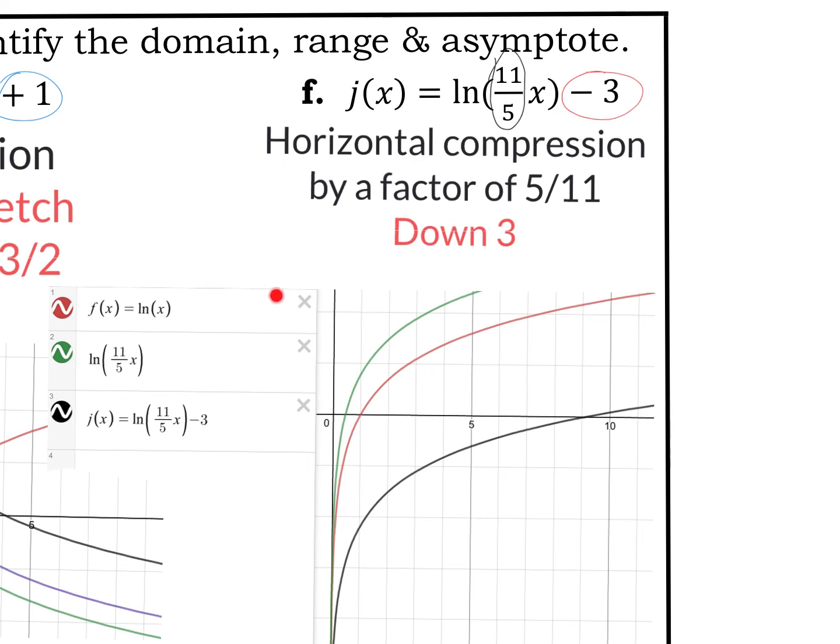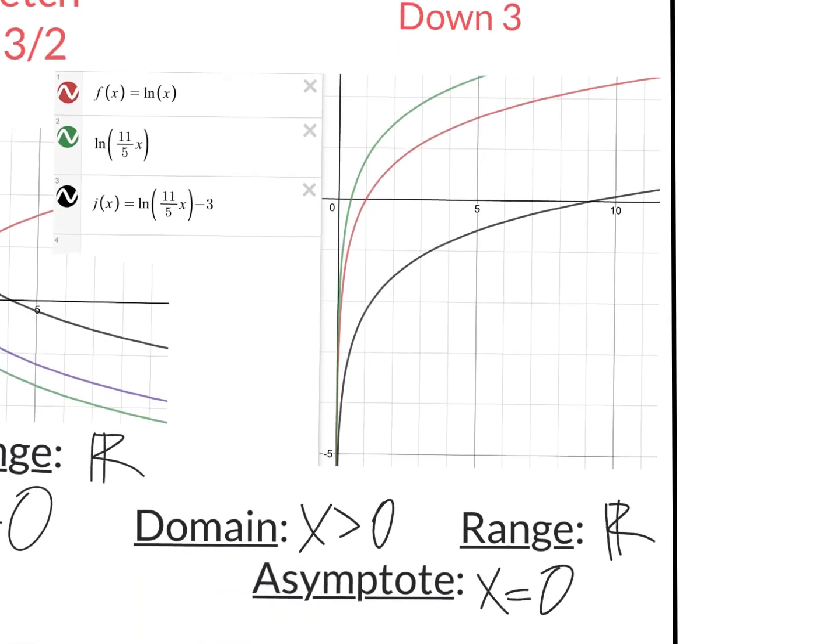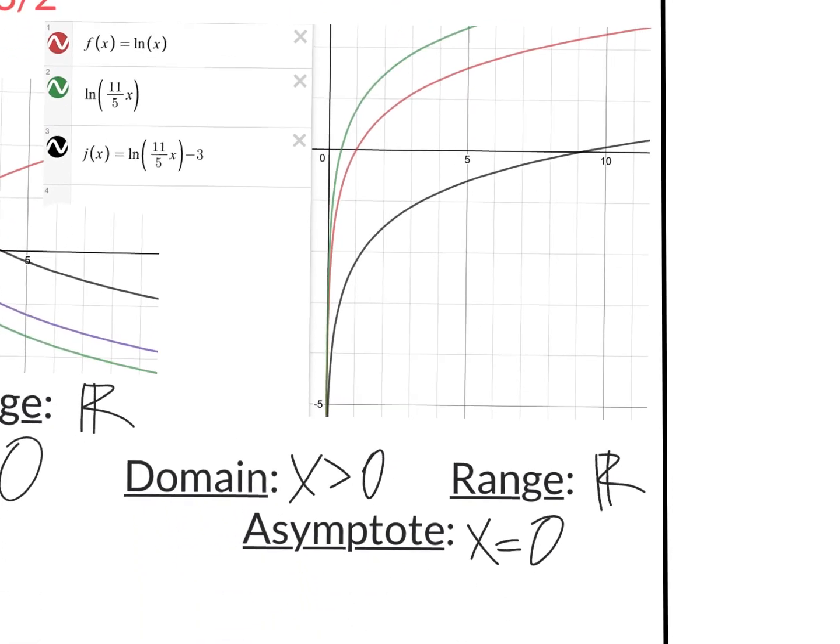And so here you can look at the graphs. This is going to get horizontal compression like you're pushing on it from the side, so it's getting a little bit taller. And then you just translate it 3 units down to make this black graph. How's that going to affect my domain and range? Well, you can see that it still has an asymptote at x equals 0, and it's still going to the right of it, so x is greater than 0 for the domain. The range is still all real numbers because it's going up and down.